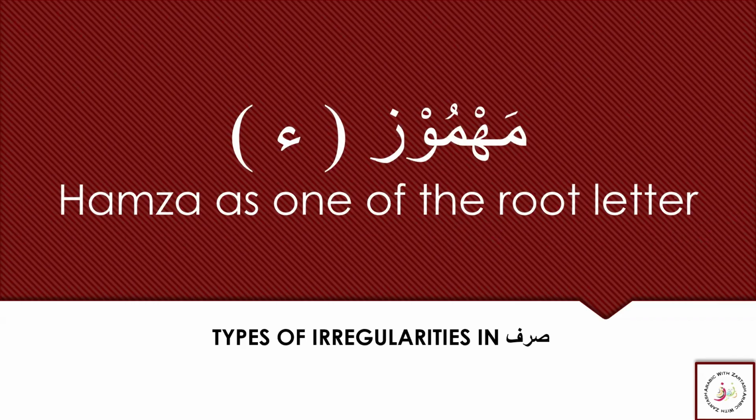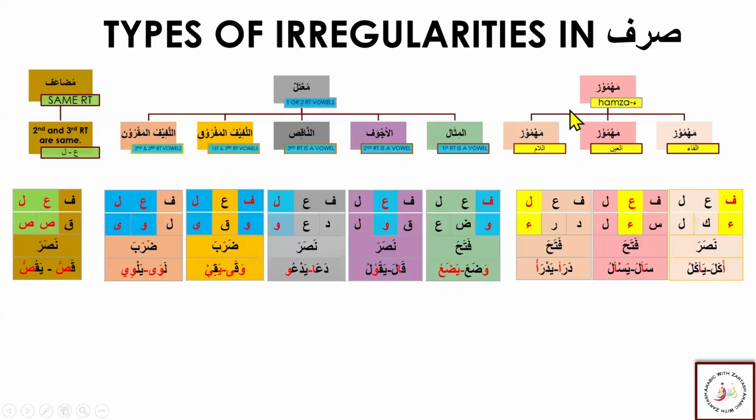Today inshallah we are going to learn about Mahmuz, the irregularity in the sarf, and Hamza as one of our root letters. In the last class, we had the overview of the types of the irregularities in the sarf. We learned there are three types: Mahmuz, Mu'tal, and Mudaf. Mahmuz is when one of our root letters is a Hamza.